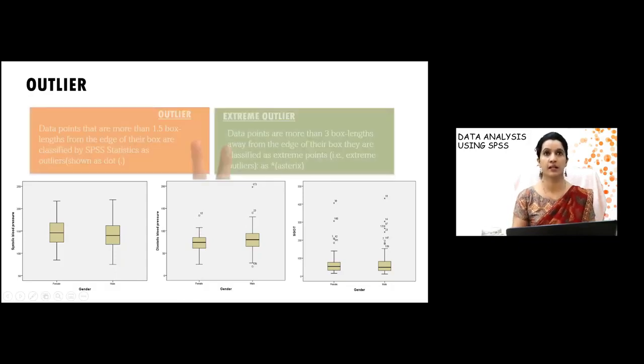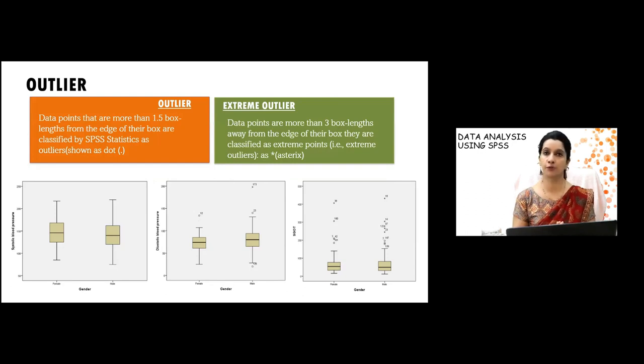Generally, outliers are of two types: a normal outlier and an extreme outlier. So how do we define an outlier? If a data point is more than 1.5 box lengths from the edge of the box, measured from this edge, it is an outlier. You can see the data points 10 and 23. These two points are more than 1.5 box lengths from the edge of this box plot. They are known as outliers.